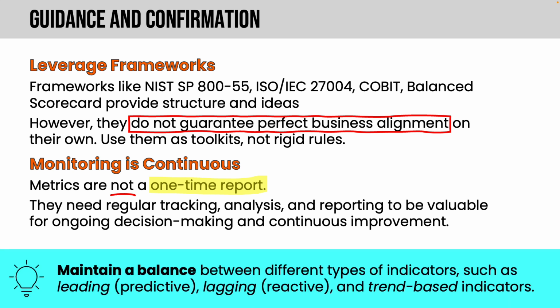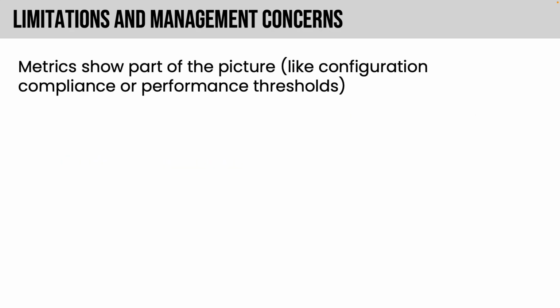But we want to maintain balance between different types of indicators, like a predictive indicator and a reactive indicator, or trend-based indicators. So some of these are going to be looking into history and some projecting some potential outcomes in the future. And there are limitations here.